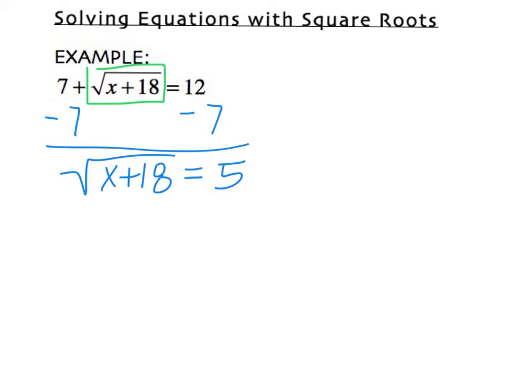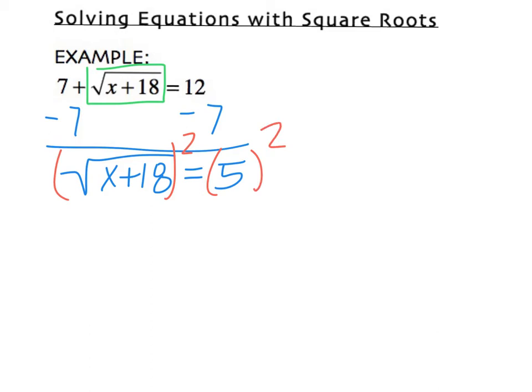So now we can see that everything on the left side is underneath that square root symbol. So now to be able to access the things underneath the square root symbol, we have to get rid of the square root symbol, and we will undo square rooting by squaring. So we are going to, on both sides, square.